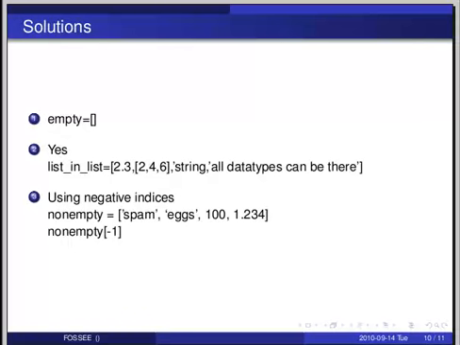And the final one, using negative indices, we can access the list from the end. This is an example. non_empty is equal to within square brackets 'spam', x, 100, 1.234. Then you can type non_empty then in square brackets -1.